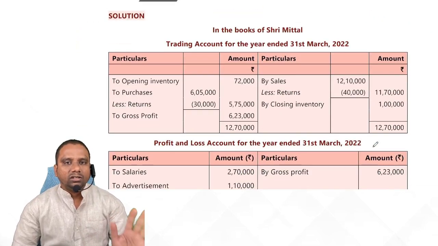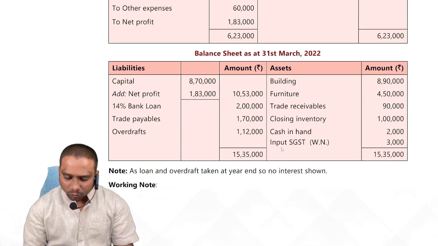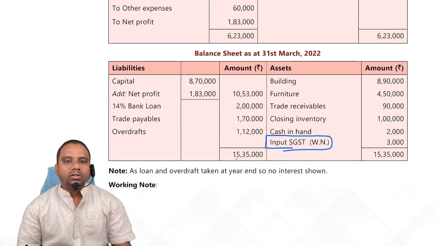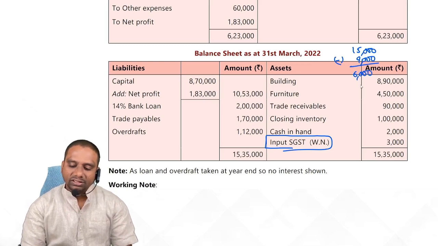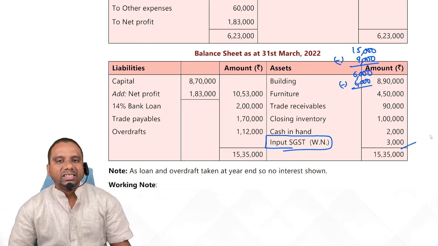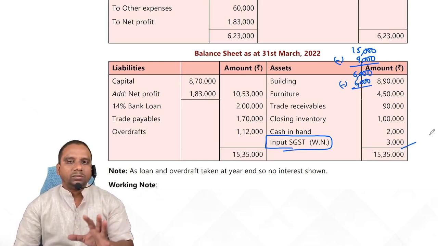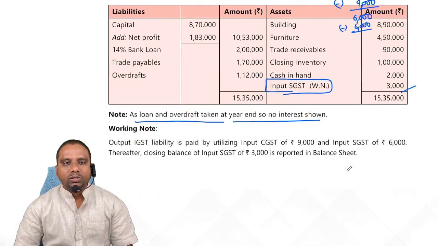This is simple: trading account, profit and loss account and the balance sheet. Finally they have taken input SGST. Output how much? First CGST adjusted 9,000. Remaining amount we have is 6,000. Next, IGST we have to adjust 6,000. Remaining we have 3,000 rupees, an asset. This is an important aspect of this problem. As the loan and overdraft were taken at the year end, there is no interest.